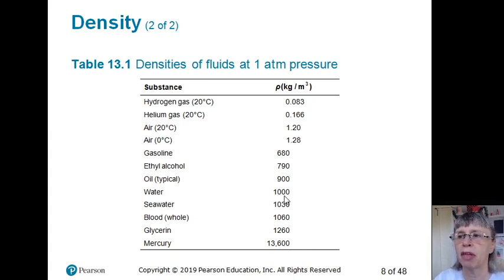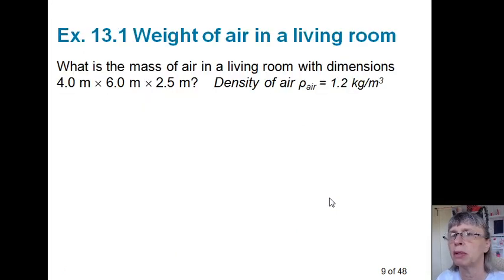Water here at 1,000 kilograms per meter cubed, and seawater, because of the salt, is slightly more dense. Again, you don't have to memorize these, but you may want to keep this table handy while you do your homework. Of course, you can Google these values as well.